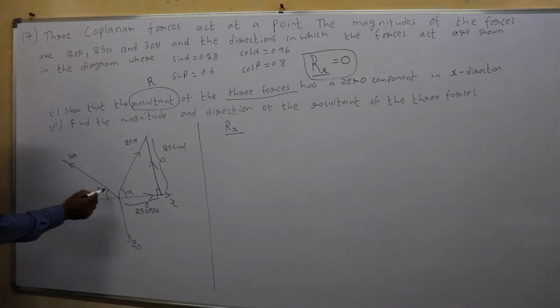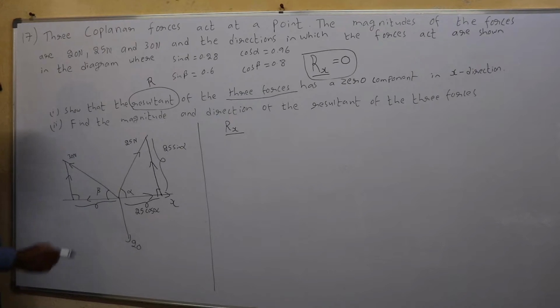Same thing here. This 30 is acting at an angle beta, so 30 should also be resolved. For that, drop a line perpendicularly down. Instead of walking from here to here, we will go in this way first. Once I reach here, I will move up. This is adjacent to beta, so it becomes 30 cos beta. This is opposite to beta, so it becomes 30 sin beta.